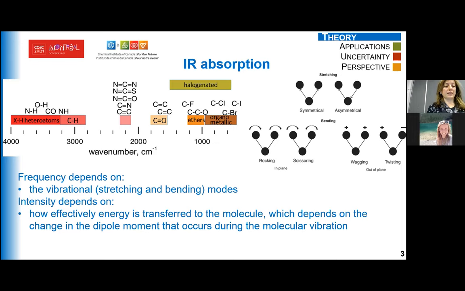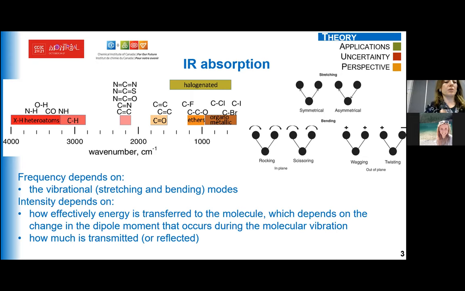I will pass to the next one. Okay, so regarding the frequency that we are getting, because we have very different configurations, what we are getting in the spectra are the differences between the irradiation and the radiation that is disturbed by our sample.